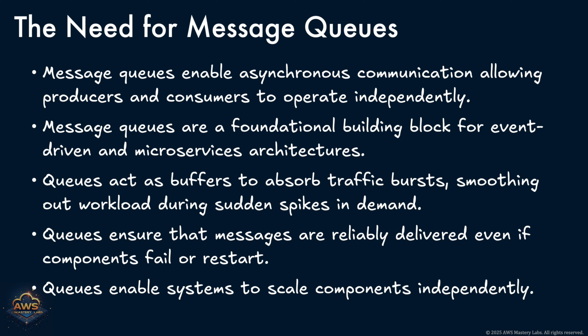You can scale out consumers horizontally based on the volume of messages in the queue without affecting the producer side. Finally, queues allow for prioritization and work segregation. Different queues can handle different workloads or priorities, helping allocate resources efficiently and meet business requirements.